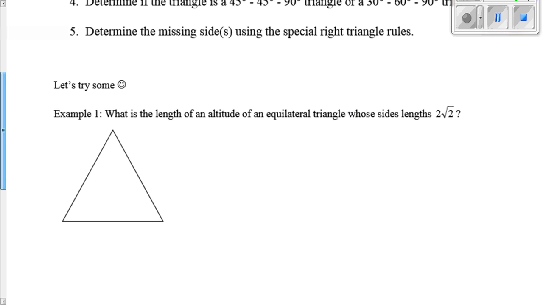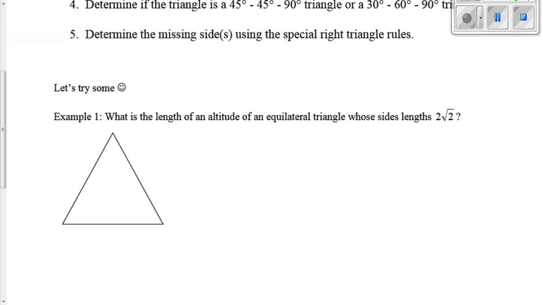Okay, so example number 1: what is the length of an altitude of an equilateral triangle whose side length is 2 radical 2? So we're going to find the length of that line down the middle. The first thing we want to do is label our diagram with any information we can. Because it says it's equilateral, that means that all sides are congruent, so all the sides are 2 radical 2. I'm just going to label my sides. I may or may not use one of the sides, and that's okay, but why not provide myself with as much information as possible so that I can use what I need to.